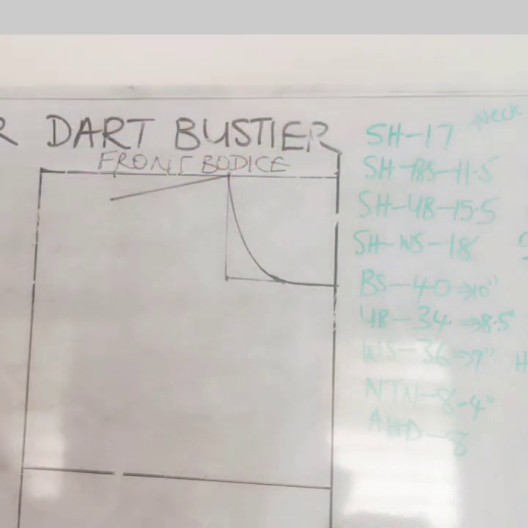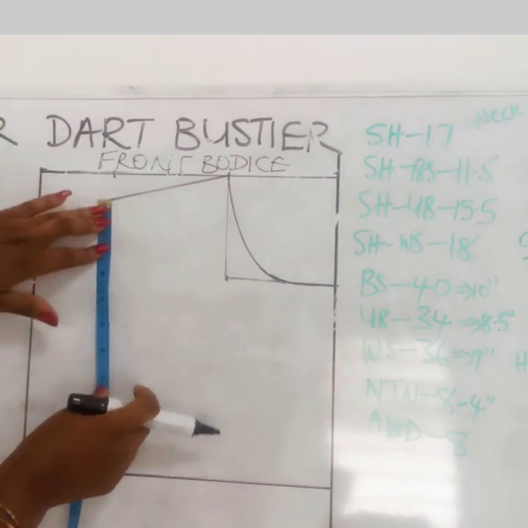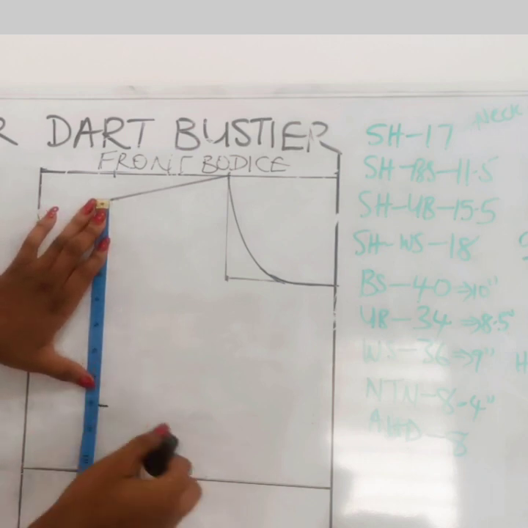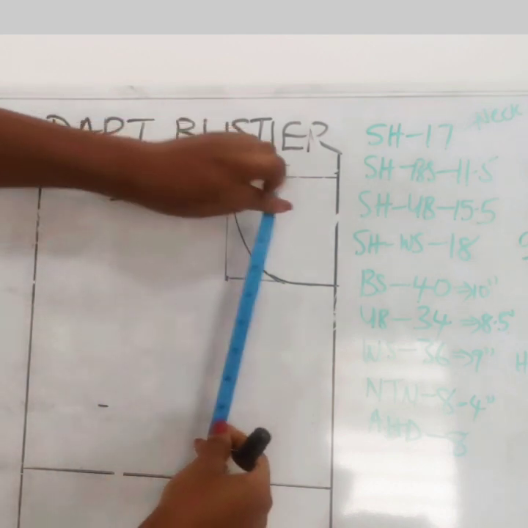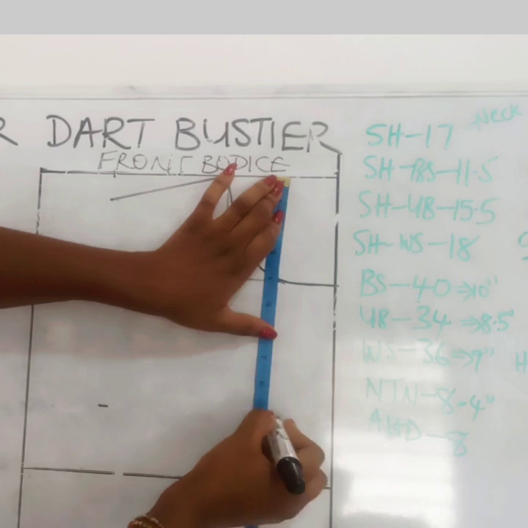Then I'll be inputting the armhole depth. The armhole depth is calculated by using the bust circumference divided by 6 plus 1.5. So the armhole depth is 8 inches. So I have a total of 9 inches here. I'll go ahead and repeat the 9 inches so that I can have a straight line.